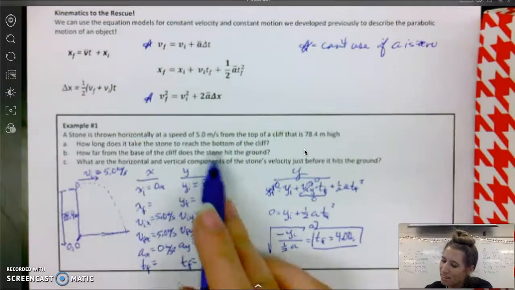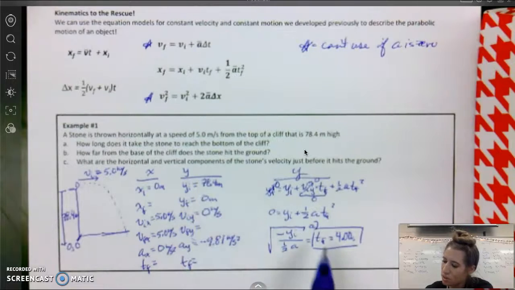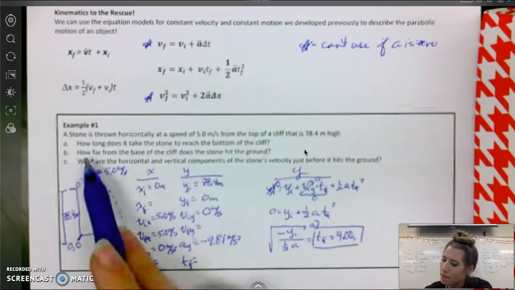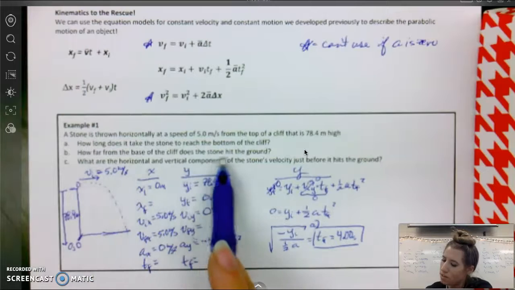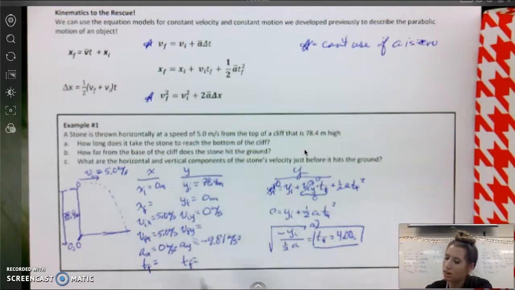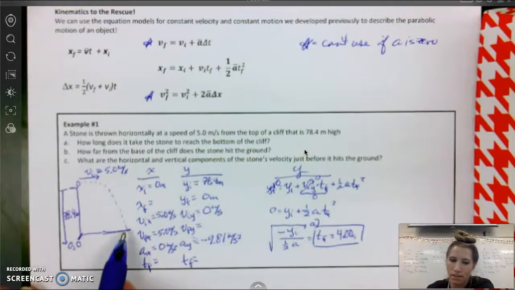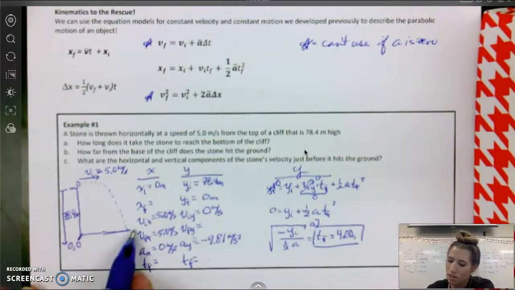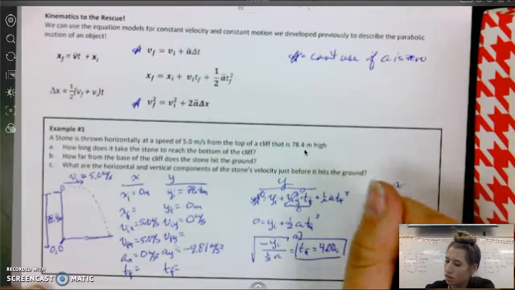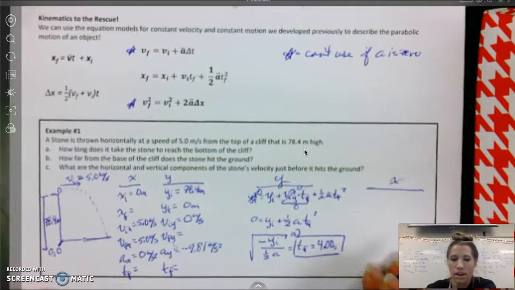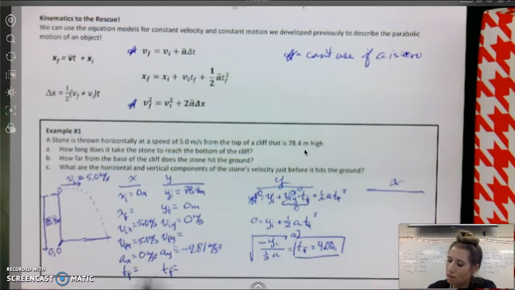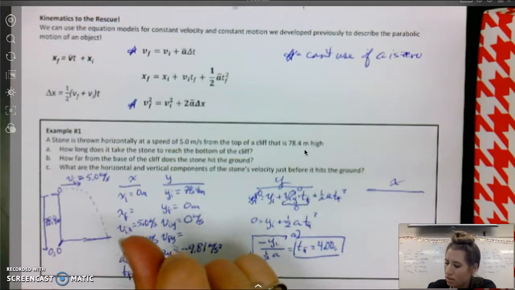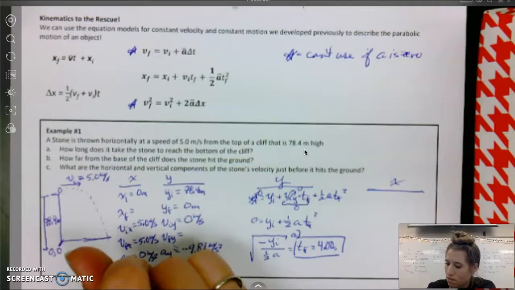So part A, how long did it take the stone to reach the bottom of the cliff? 4 seconds. B, how far from the base of the cliff does the stone hit the ground? Wouldn't that be our x final, right? If this is x initial, that would be x final, and that's the distance from the base of the cliff. So I'm going to start working in the x direction. And I know my time component now, right? I could plug that in. It's 4 seconds, and it's the same for both.